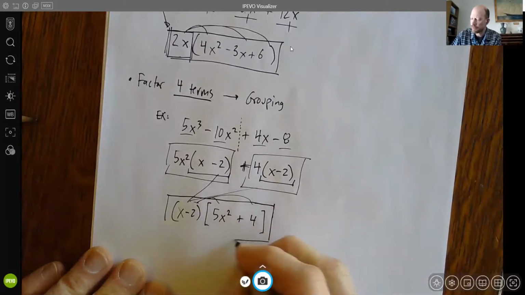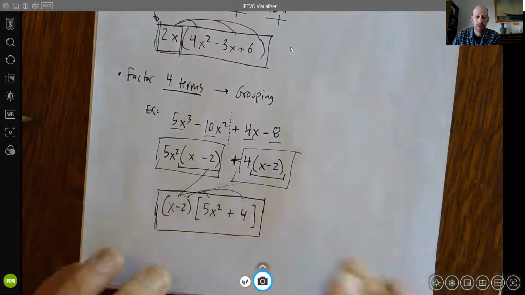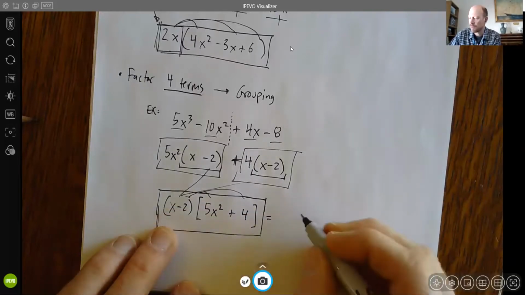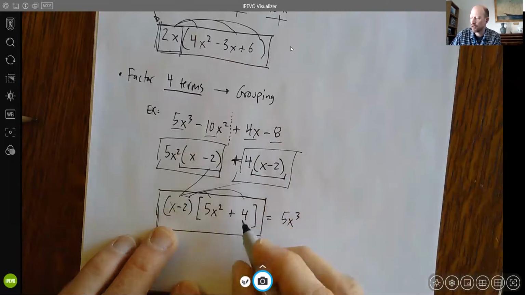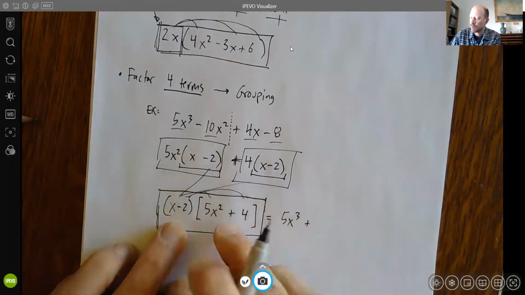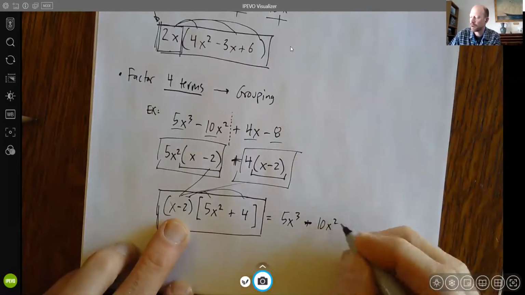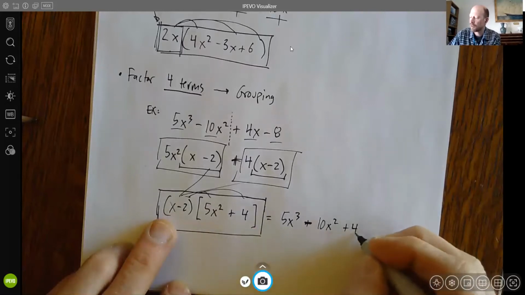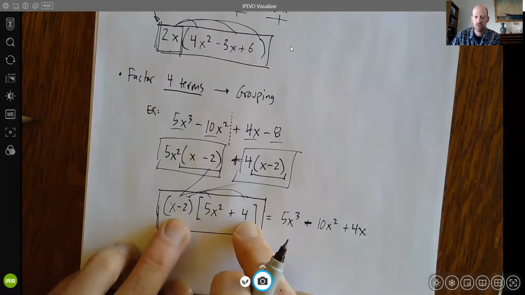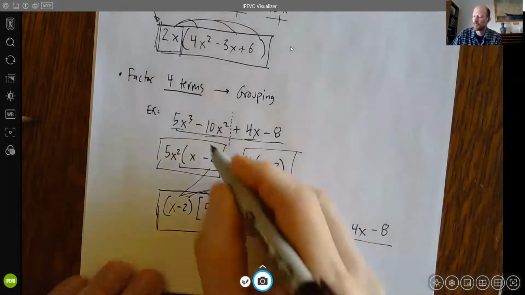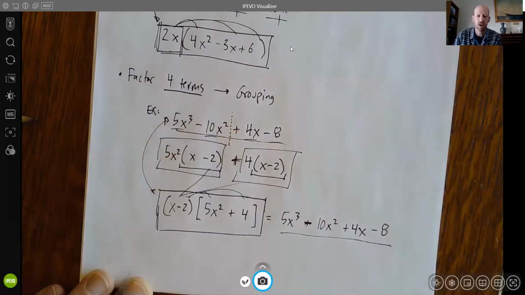You can also verify this, if you don't believe me, by multiplying it out, right? And we would do that by FOILing. X times 5x squared is 5x cubed. I'll multiply these 2 next. That'll give me a minus 10x squared plus a 4x, you can kind of see where this is going, right? And a -8. Notice that's exactly what I started with. So these two expressions are equal to one another, but one is factored, and that's our goal here.